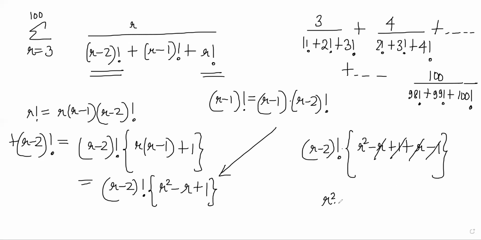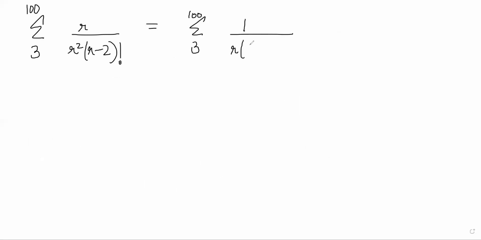You have denominator is r square into (r minus 2) factorial, right? And top part is r, right? So this cancels, it becomes r into this, right? Okay. So you have the summation, which is actually r by r square into (r minus 2) factorial from 3 to 100, which can be written as the sum from 3 to 100 of 1 by r into (r minus 2) factorial, right?